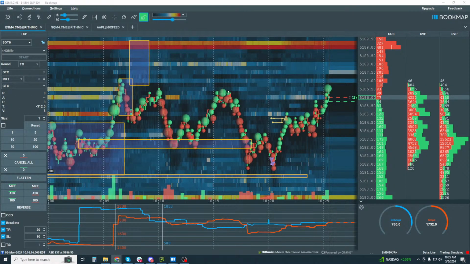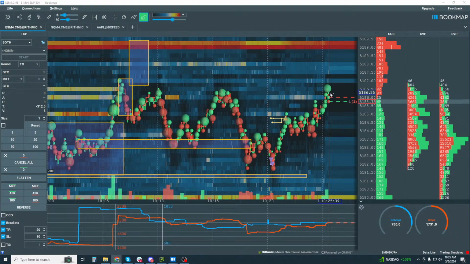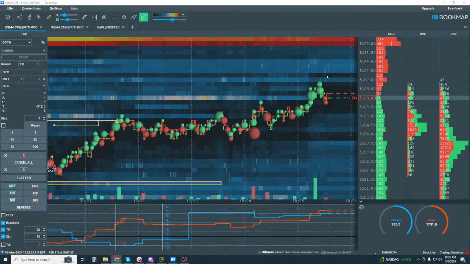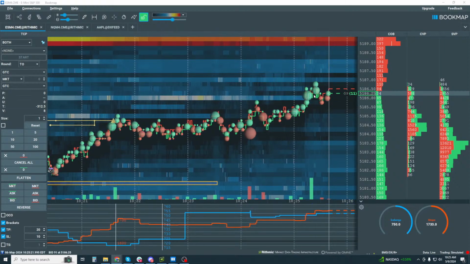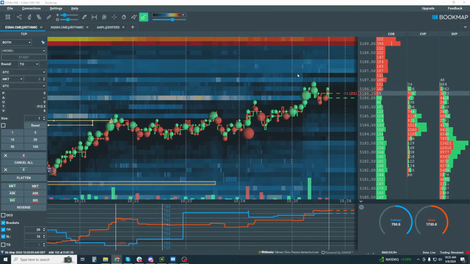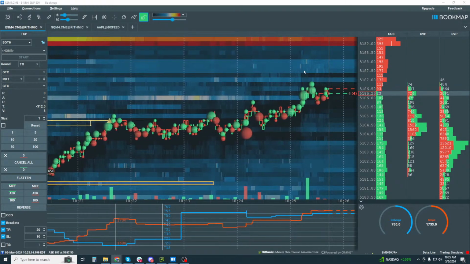And how is it auctioning up here? It's just not getting much from the order book in here. Okay, nice cluster of buying, that's for sure. So starting to build.